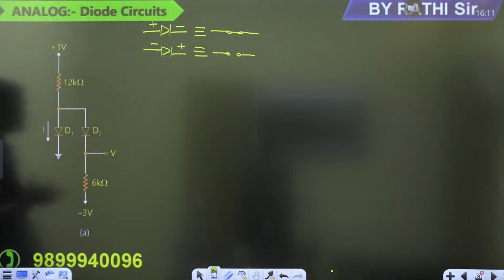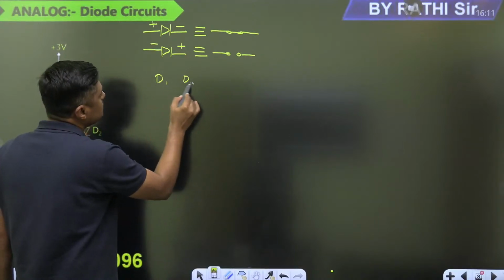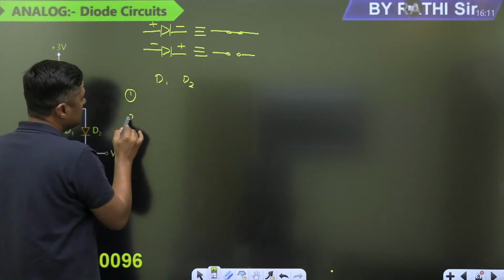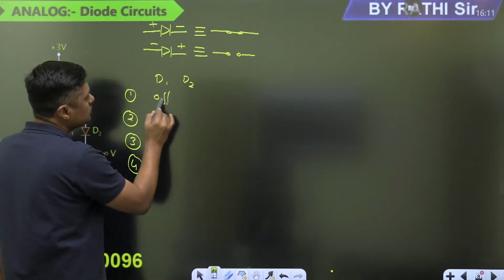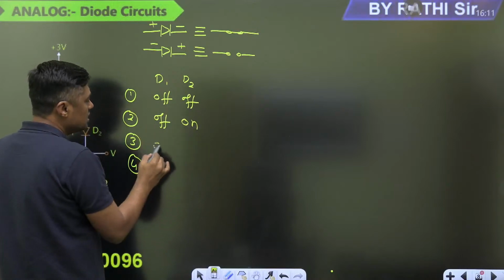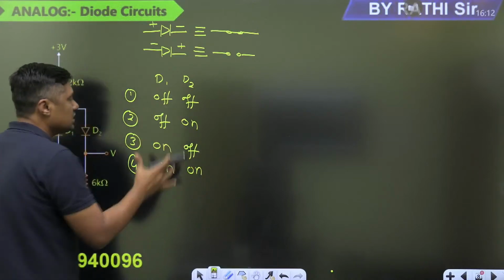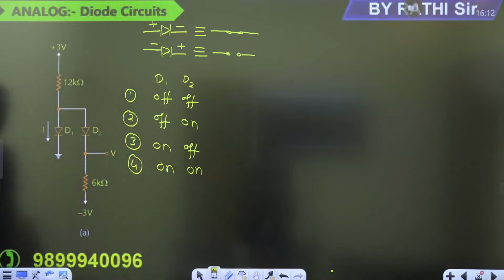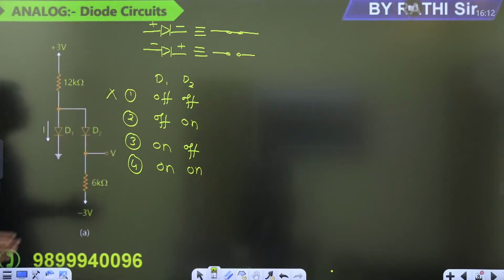Now there are two diodes. If there are two diodes, what are the conditions here? Both the diodes may be on. First condition, second condition, third condition, fourth condition. Both off. This is off, that is on. This is on, that is off. And both on. These are the four conditions, right? But because the 3 volt is connected to the positive terminal, both the diodes off is not applicable. It is not possible, because it is a positive voltage.